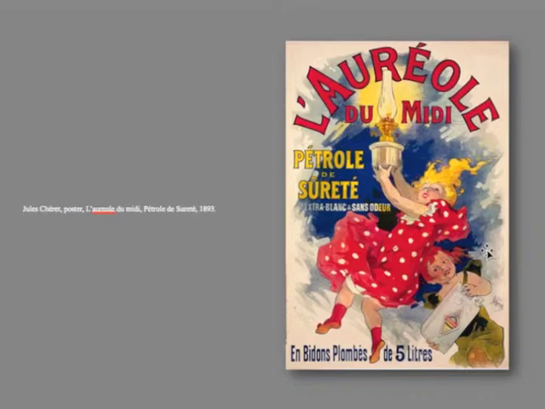And in this Jules Cheret poster, notice how he uses movement and energy, puts things on a diagonal axis, uses a very strong primary color scheme, red, yellow, blue, and also note how he integrated the lettering with the illustrative elements.